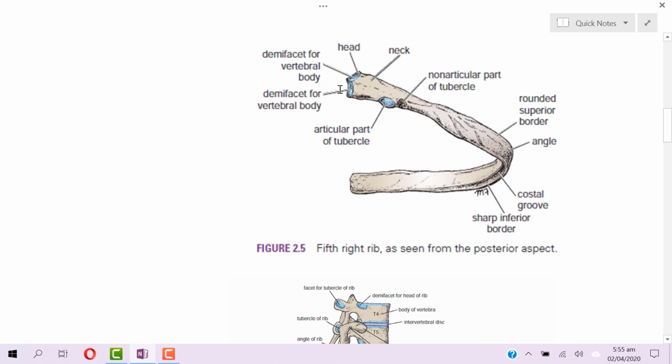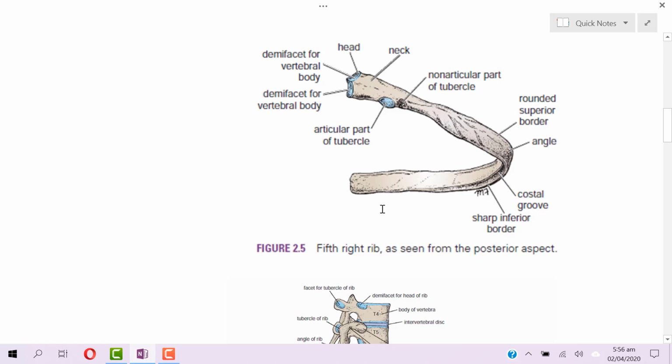What you have to learn, that the facet which is below, see here, this facet will articulate with the numerically corresponding vertebra. What is corresponding vertebra? For example, if this is fifth rib, so this lower facet will articulate with the fifth thoracic vertebral body, and the facet above, it will articulate with the body which is above, which is next higher vertebra, that is T4 here.